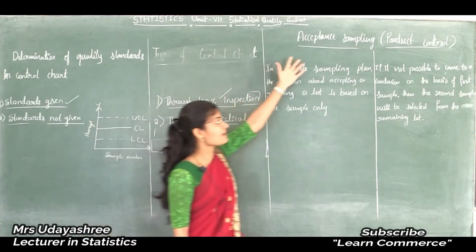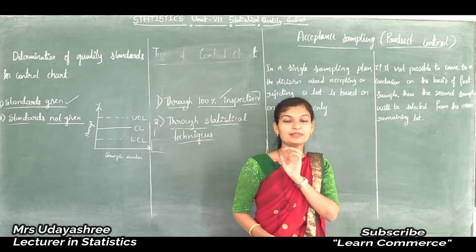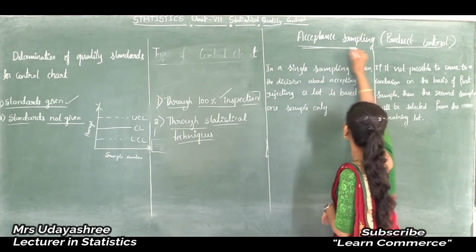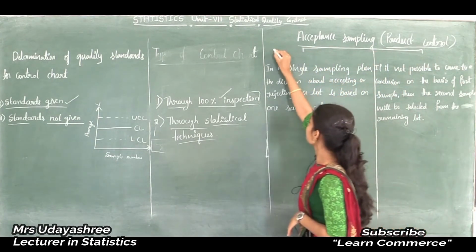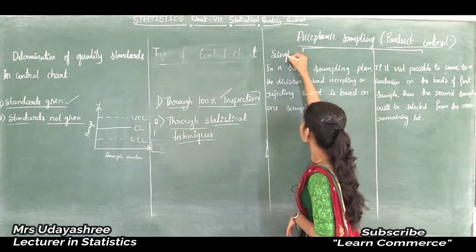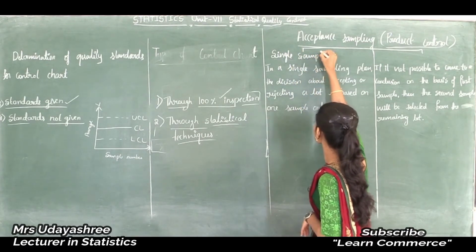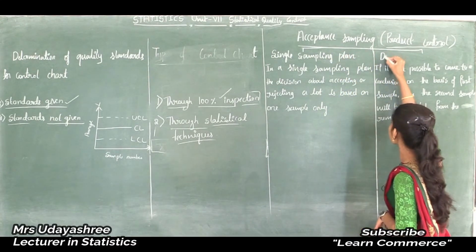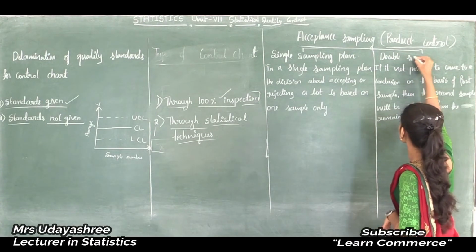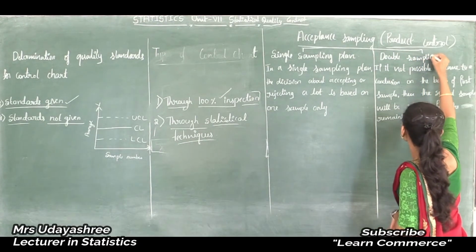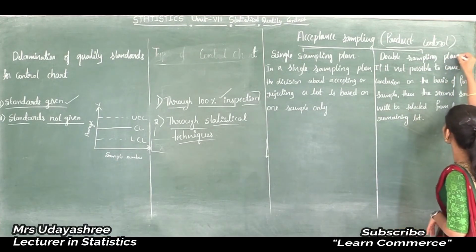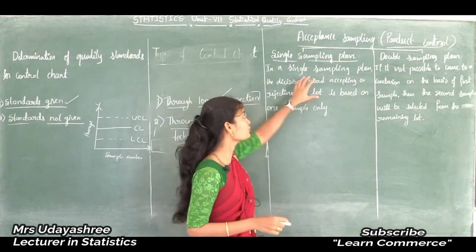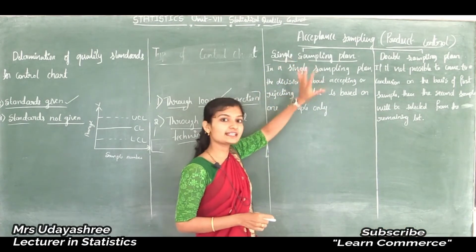And in acceptance sampling there are two types: one is single sampling plan, another one is double sampling plan. Okay, let's see what is single sampling plan. In a single sampling plan the conclusion is based on a single sample.